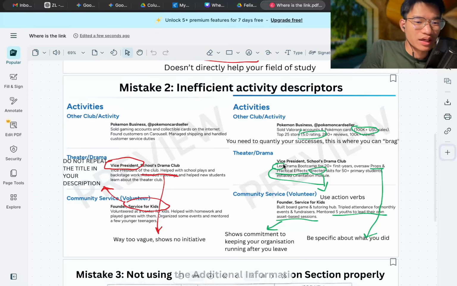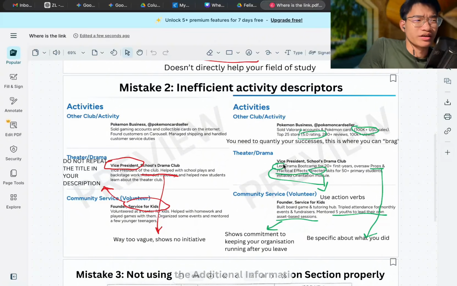I just want to say, there's no correct answer in college admissions, but there are some pointers you should take note of if you want to improve. The first is do not repeat your title and description. On the second one, on theatre and drama, I put vice president in school's drama club, and then I repeat vice president of the club. This is something you should never ever ever do.